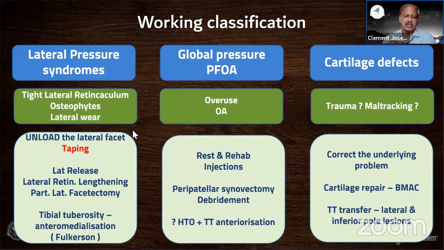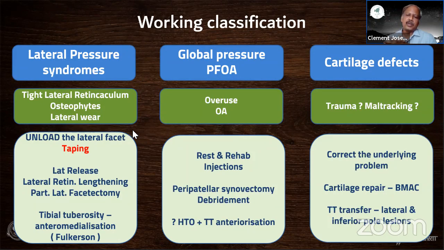And coming to the third group, where you have cartilage defects, this group usually tends to be very young people. And whenever you see a cartilage defect in the patella reported on MRI, don't jump into dealing with the defects, because these defects are usually because of some other pathology. It could be an acute trauma, or it could be the result of maltracking or instability. So it's very important in this group that you identify and correct the underlying problem.